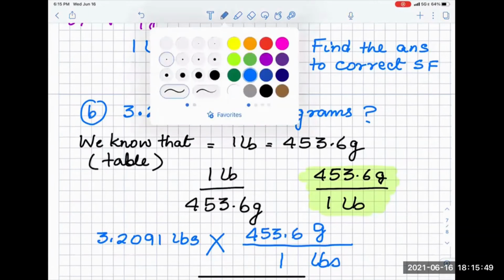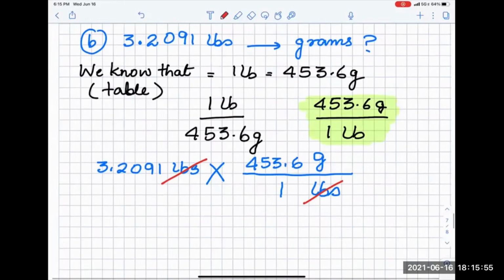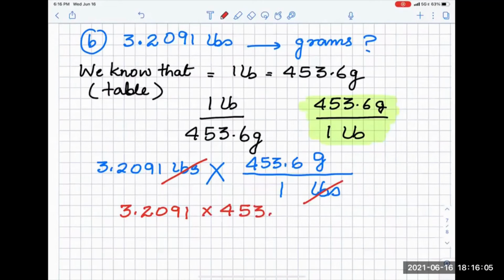Okay, and so here you take pounds and pounds, you see, cancel out, and you are left with 3.2091 times 453.6 over 1. So even if 1 doesn't mean anything, still write it down.